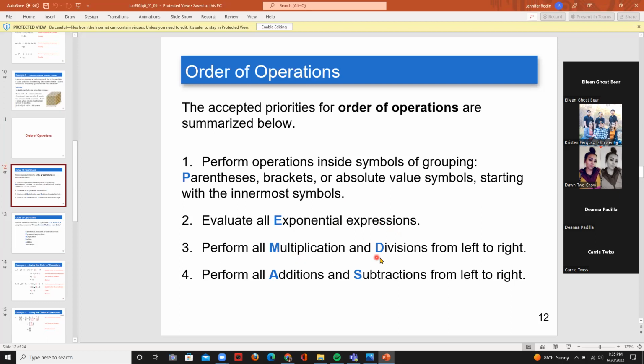Then we multiply and divide as you hit them from left to right. And that's where PEMDAS confuses people, because a lot of people learned to go through and multiply first and then come back and divide through. But no, you just do them as you hit them. You'll see in our examples coming up in 2 slides. The same with the adding and subtracting.